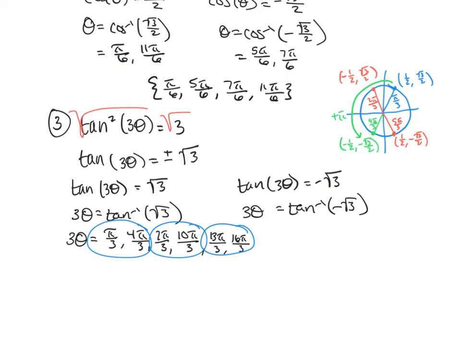So for our negative answer, this is going to be 3 theta is equal to 2 pi over 3, 5 pi over 3. So there's our first rotation. Keep adding 3 pi over 3.